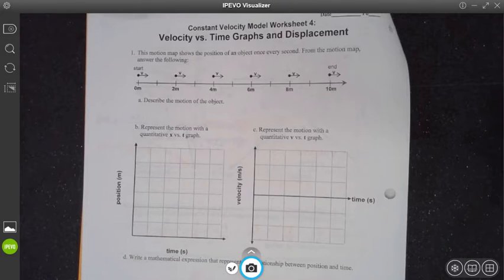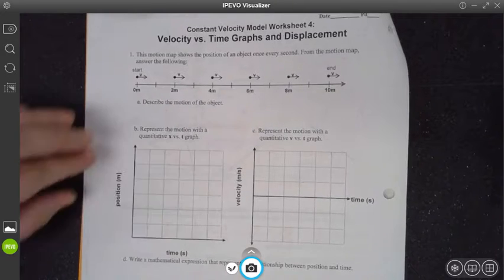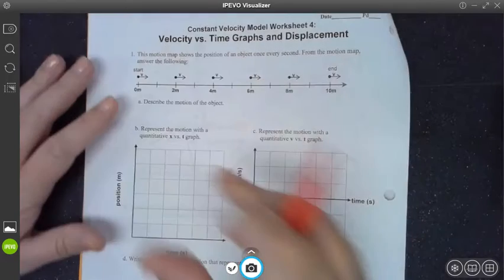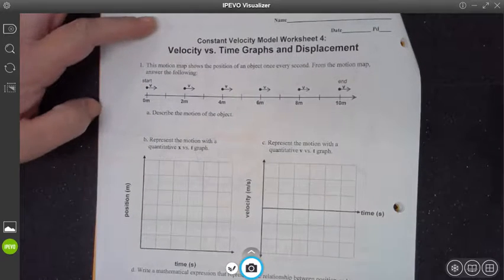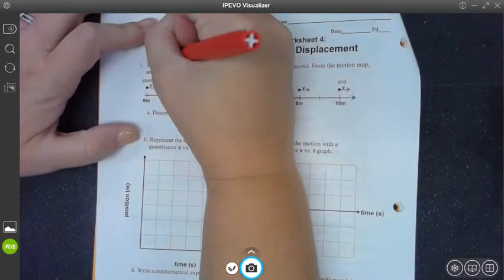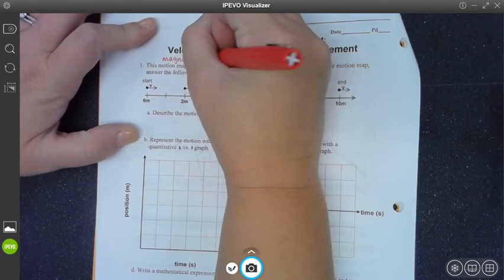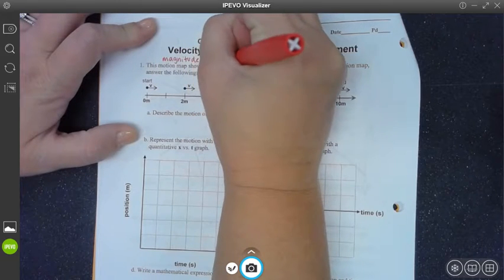So worksheet number 4 is velocity versus time graphs and displacement. For this one, we're going to focus not on speed, but on velocity, where we're worried about the magnitude and the direction. So remember, I'm going to write magnitude plus direction.